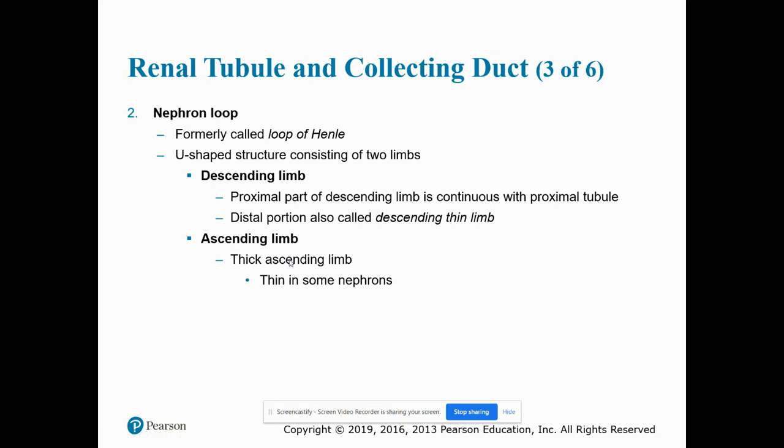Next is the nephron loop. It used to be called the loop of Henle. It's a U-shaped structure that consists of 2 limbs. The descending limb is going to be the first part, and the proximal part of the descending limb is continuous with the proximal tubule. The distal portion is also called the descending thin limb. And then there's the ascending limb, and it's a thick ascending limb. It's actually thin in some nephrons.